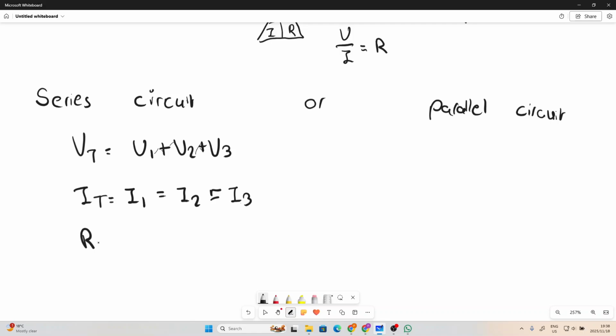So for the current, listen quick. Okay, the current stays the same no matter what point you measure it, and for the total resistance, you just add up the values of the resistances. Simple stuff. And a parallel circuit?